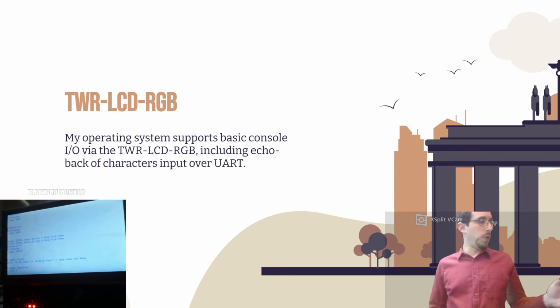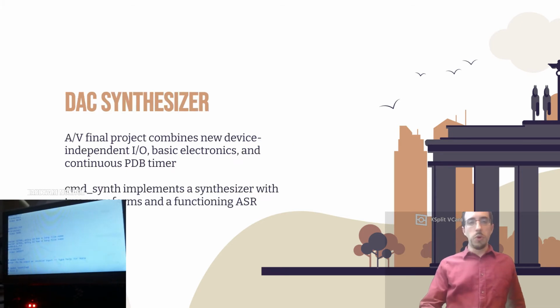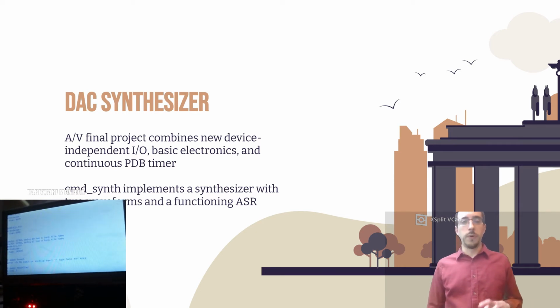In order to do its displaying behavior, the LCD RGB needs to reserve a certain amount of memory. And so I modified my malloc function to set aside the necessary amount of memory when it first runs. That way it's always available for the display. The second and more involved feature was a synthesizer, which I created using the DAC. So I have a little bit of a video here that I'm going to show you.